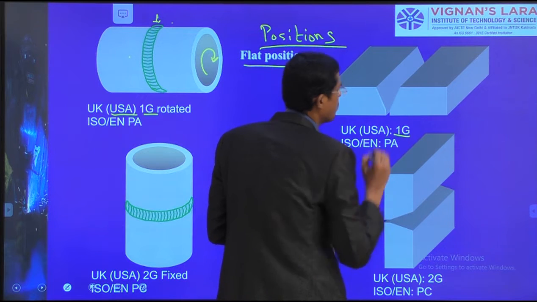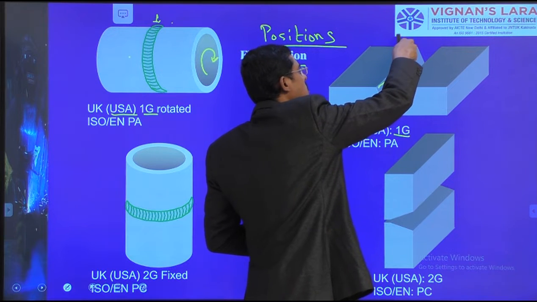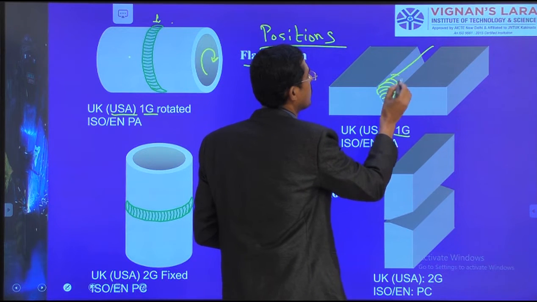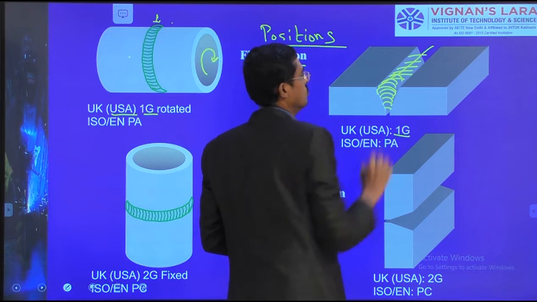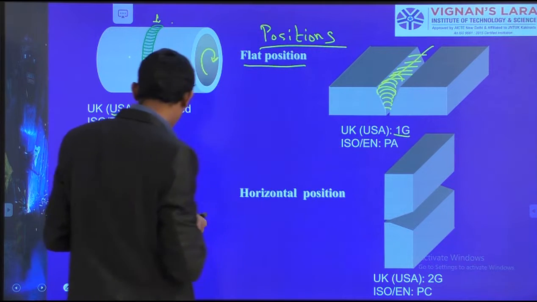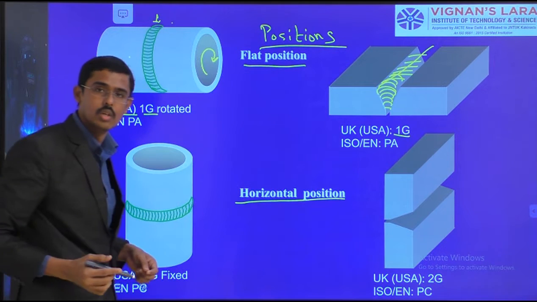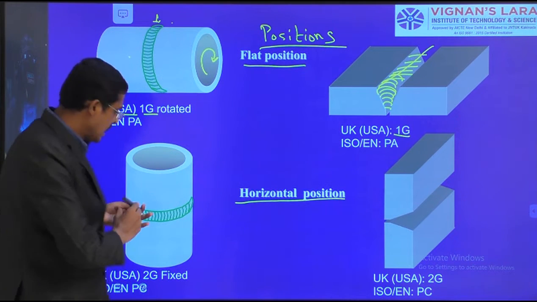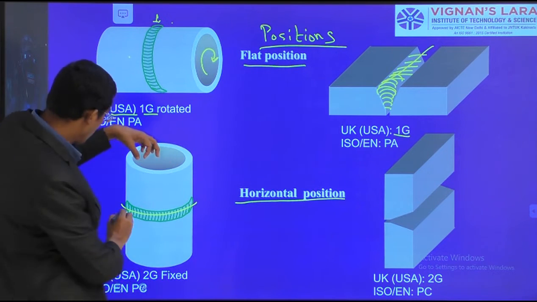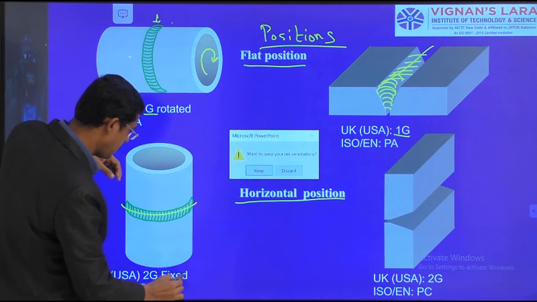So here also 1G. Where will he weld now? He will hold the electrode in this way and go along this path, like this. So this is the 1G position, a simple flat position. For pipe, 2G is fixed horizontal. From the flat position I am coming to the horizontal position now. I am keeping the weld position like this and welding in such a way. The pipe is fixed, and I want to move from here to here. 2G, pipe fixed.